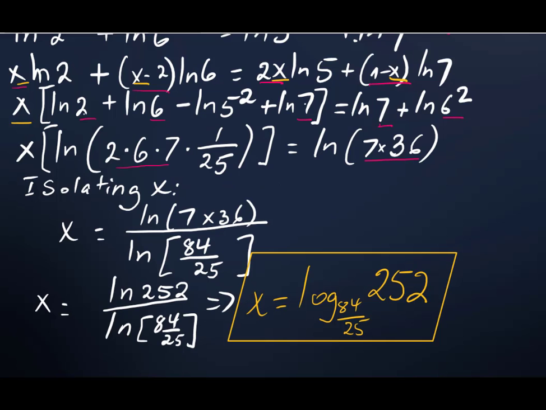Now if you isolate x here, x becomes equal to that quantity over this factor here. So x is equal to natural log of 7 times 36 over natural log of 84 over 25. If we multiply, we get x is equal to natural log of 252 over natural log of 84 over 25. That means simply that x is equal to log of base 84 over 25 of the quantity 252.